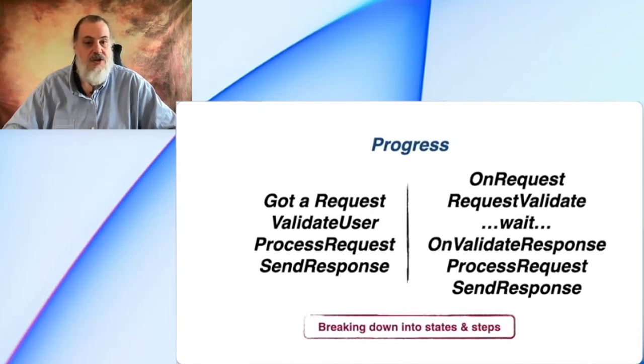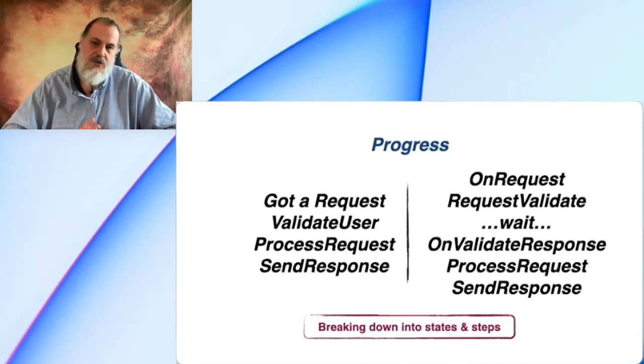Let's say you're on a server and you get a request in, and the first step you need to do is to validate a user. If that's successful, you then process the request. If it's not successful, then you would send an error back. And then once you're done, you send a response. And that response may be something as simple as, okay, I processed your request. But it could be that you generate a response.